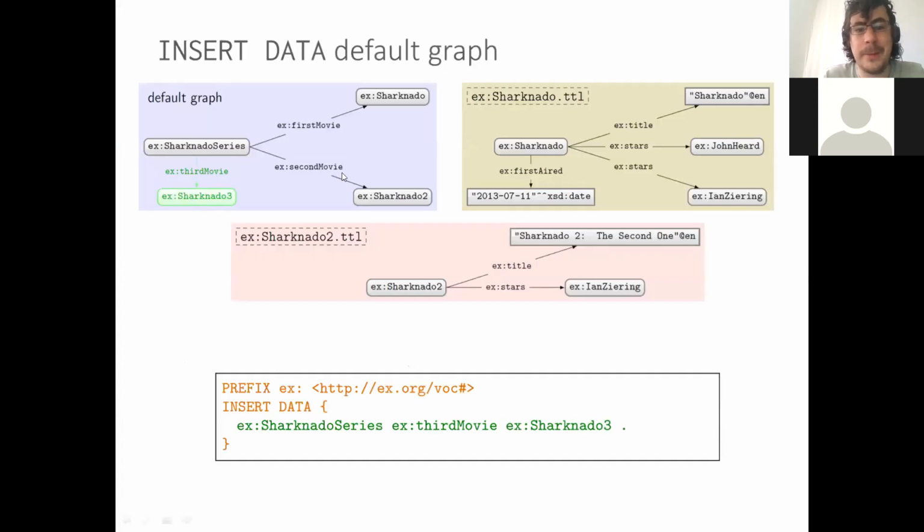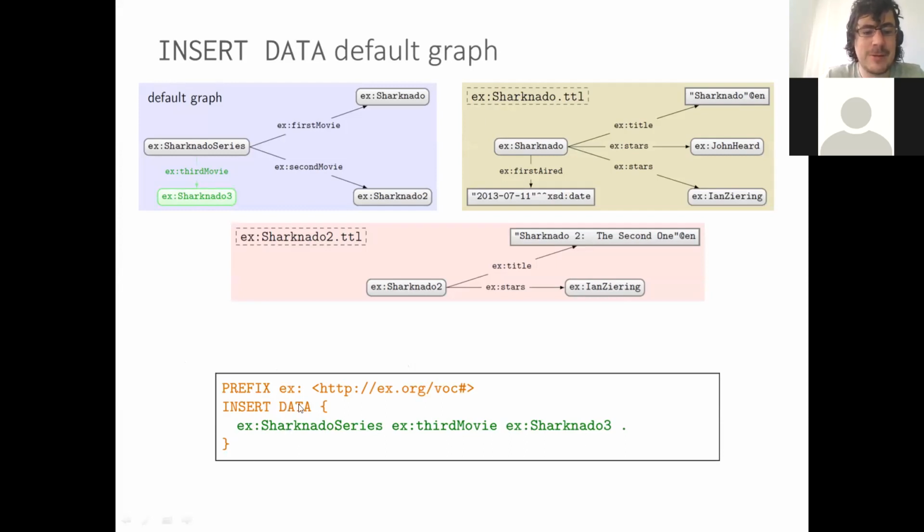Okay. So like in SQL, we have a language that allows us not only to query data, but also to manipulate the data, by which I mean we can insert data, remove data, create tables, and so forth. In SPARQL 1.1, there is a new language called SPARQL 1.1 Update, which also allows us to modify the graph, to modify the named graphs and the default graph indexed in the underlying data set. So the simplest case is we can just insert some data. So we can say Sharknado series, third movie, Sharknado 3.